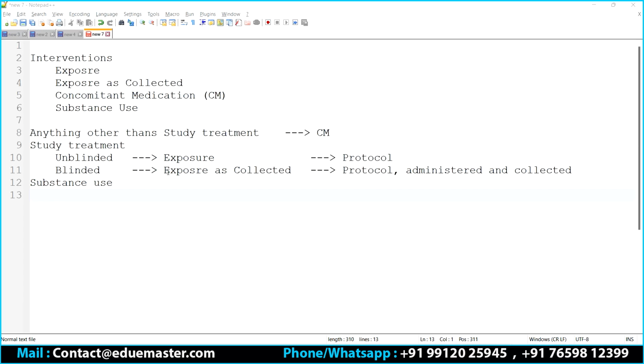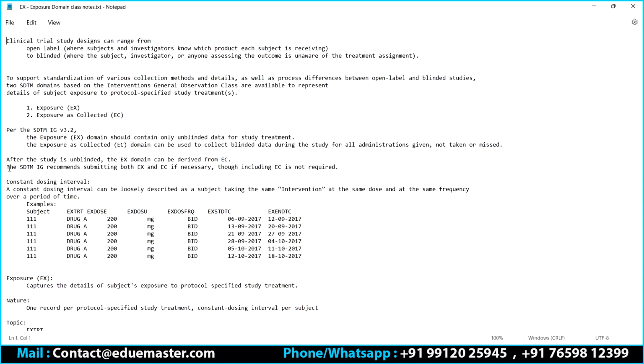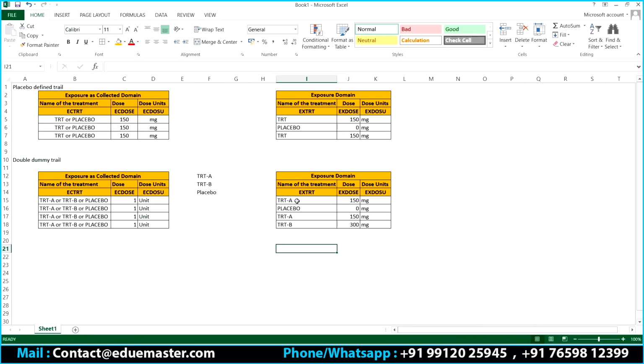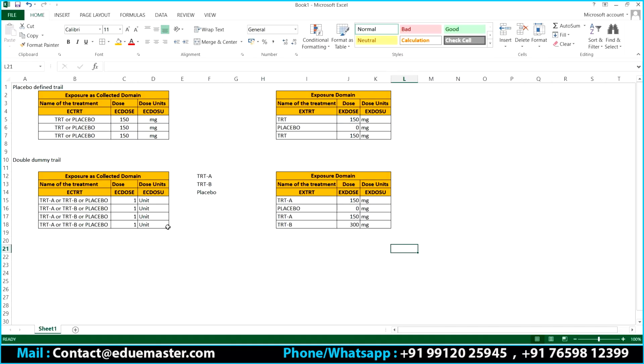Can you tell me what you understand and what you haven't understood, so that I can tell from where I have to. Okay. Before that, Manimaran, yesterday I answered this particular question, but I'll repeat it. The SDTM implementation guide recommends submitting both EX and EC if necessary, though including EC is not required. Ideally, your EX has the complete details, correct? The exact details are present in your EX exposure, correct?